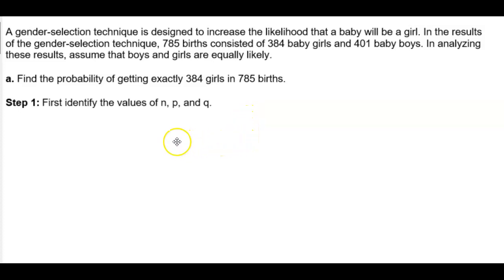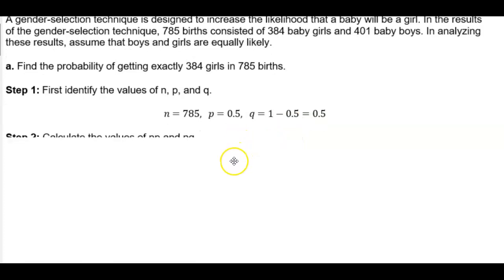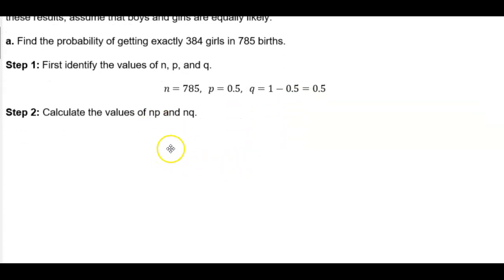Now the first step is we want to be able to identify the values of n, p, and q. So we know that the sample size n is 785, and the probability of getting a girl is 0.5, and the complement of that, 1 minus 0.5, is 0.5. Now we want to be able to calculate the values of n times p and n times q.